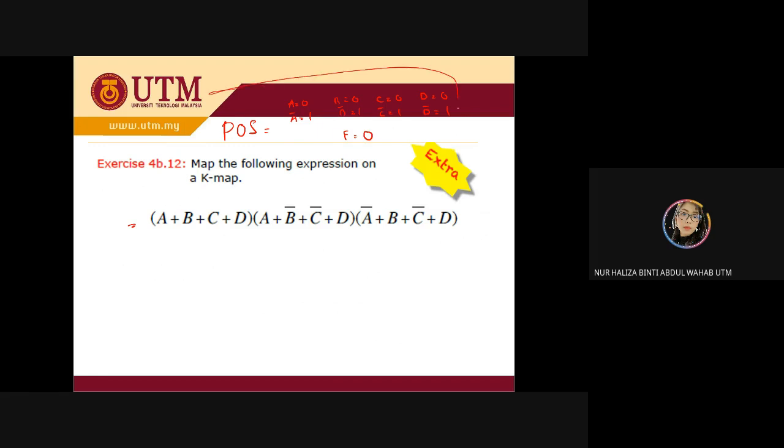I need to remember this before I draw my KMAP. Then I check my value, all of this my sum term. A, B, C, D. A will be 0, B will be 0, C will be 0, D will be 0. A will be 0, B bar will be 1, C bar will be 1, D will be 0. A bar will be 1, B will be 0, C bar will be 1, D will be 0. This is all my input that is going to get 0. Now let me draw my KMAP.